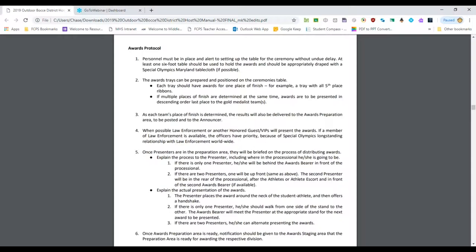As each team's place of finish is determined, the results will also be delivered to the awards preparation area to be posted and to the announcer. When possible, and this is a nice touch for your tournament, law enforcement or another honored guest VIP will present the awards. If a member of law enforcement is available, officers have priority because of the Special Olympics' longstanding relationship with law enforcement worldwide.